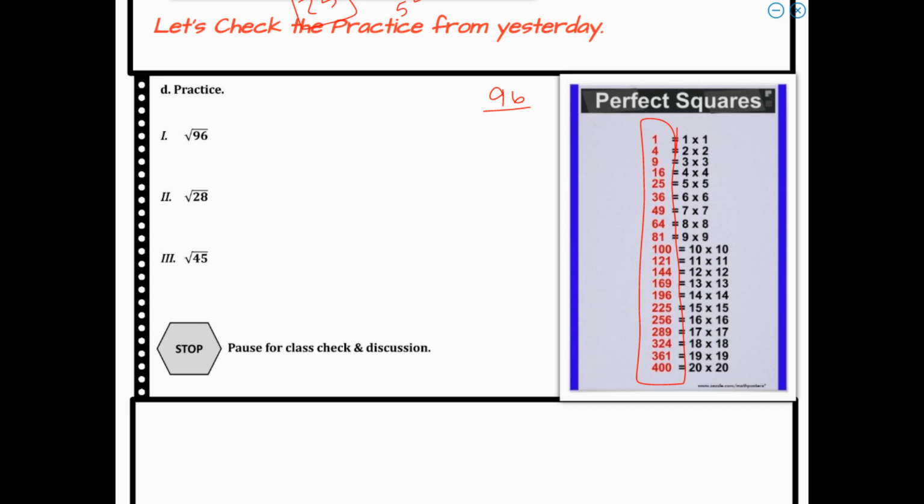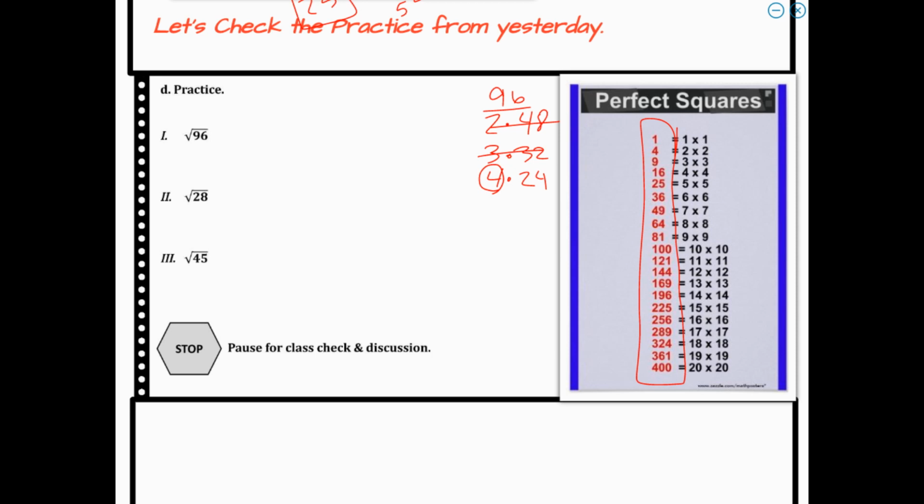So 96. We're not going to do 1 and 96 because that's irrelevant. We already know it's not a perfect square. So 96 divides by 2, so that's 2 and 48. Is 48 a perfect square? No. So what about 3? Does 96 divide by 3? Yes, 32. Is 32 a perfect square? No. Okay. So does it divide by 4? Yes, 24. Is 24 a perfect square? No, 4 is, but we're not sure it's the biggest.